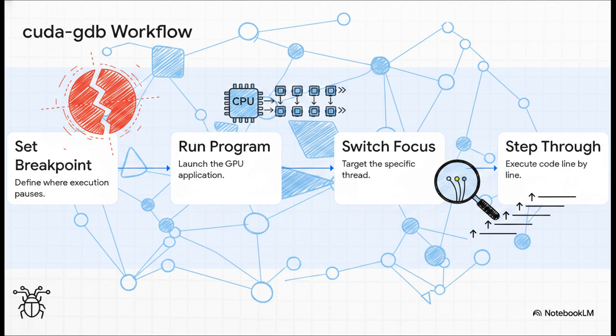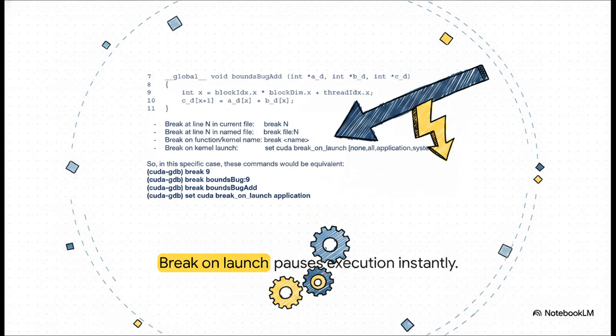The workflow is basically 4 steps. Set your breakpoint, run the program, switch your focus to the specific misbehaving thread, and then just step through the execution line by line. You can set breakpoints at specific line numbers or on function names. But honestly, my absolute favorite command is set cuda break_on_launch application. This thing's incredibly powerful. It tells the debugger to pause execution the very millisecond your kernel application starts launching on the GPU. It literally catches issues right at the starting line, before things can spiral out of control.